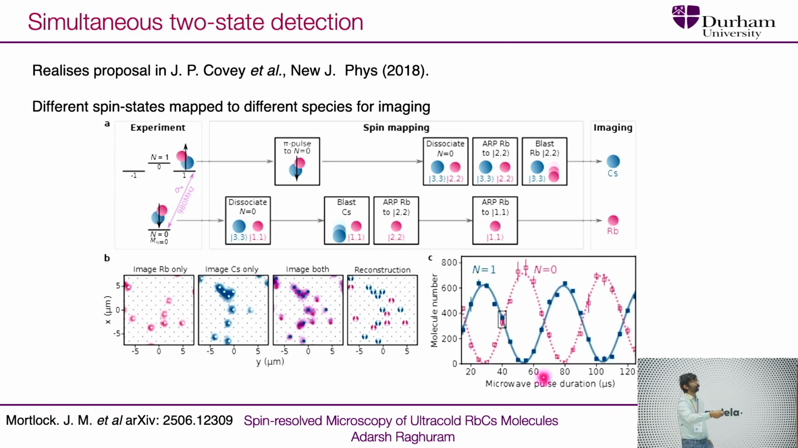At every point on this, we take 3 fluorescence images. The first one is where we image only rubidium fluorescence. The second one, we image only cesium fluorescence. And the third one, we image both. Using these 3 images, we can reconstruct the lattice with the filling, and we know where all the molecules were and where the n=1 and n=0 molecules were.